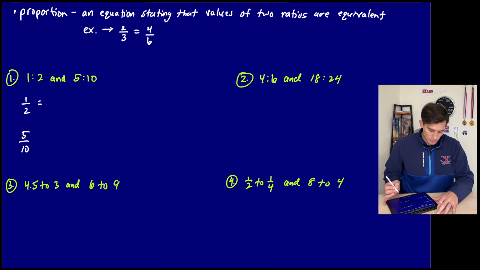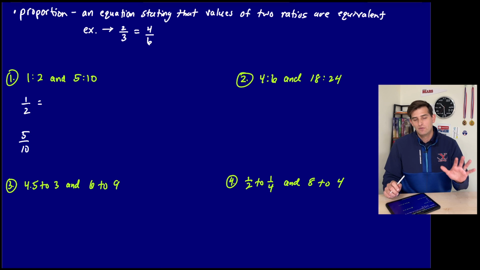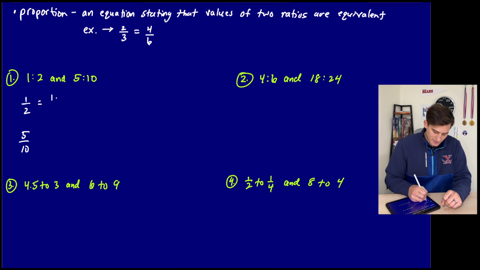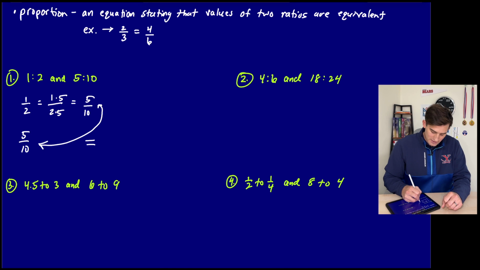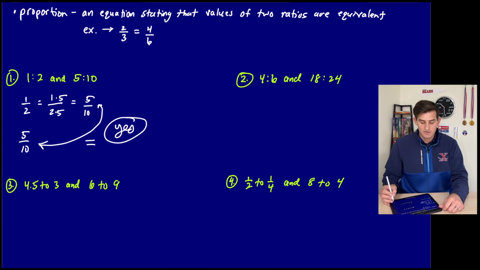So in this case, if I look at 1/2, let's just say I want to take 1/2 and make it be equal to 5/10. Well, I would do 1 times 5 and 2 times 5, and that would give me 5/10, which when we look at those two fractions, they are now the same. They are equal to each other. So we would say yes, for number one, these two ratios form a proportion.